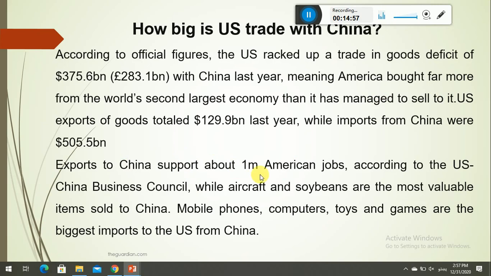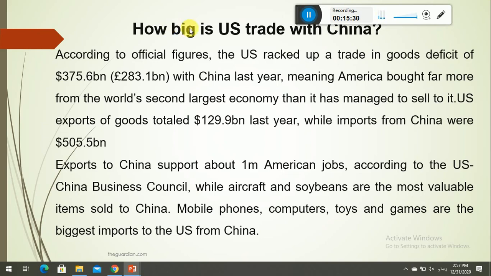And also exports to China support about 1 million American jobs. Because of the exports they are doing to China, 1 million Americans are working there. So if American exports decrease, then what will happen? Many people will lose their jobs. Many people cannot afford it, because if they lose the export, then it's hard for them to compete.